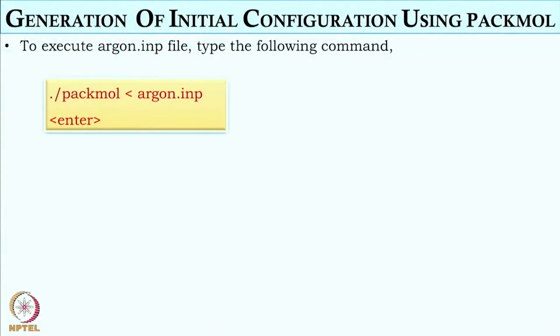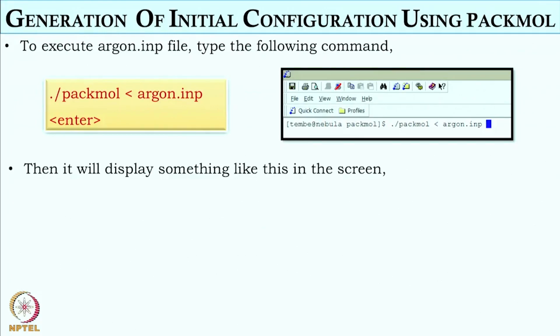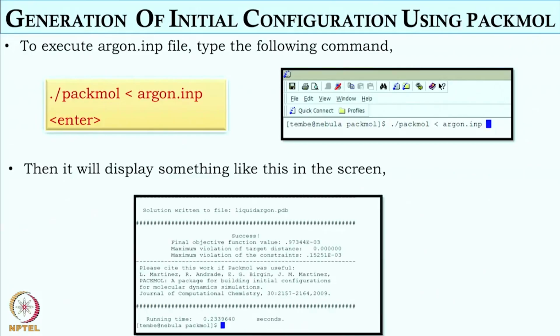So now to execute the file argon.inp, we just type the command ./packmol < argon.inp and then press enter. This is the command that we use to execute the file and get the output liquid argon.pdb. After running it, it will display something like this on the screen: success, and the build time used to build the file liquid argon.pdb. This is the result of my execution.